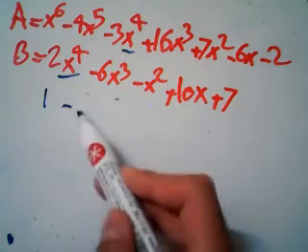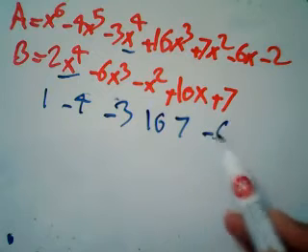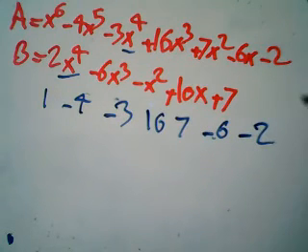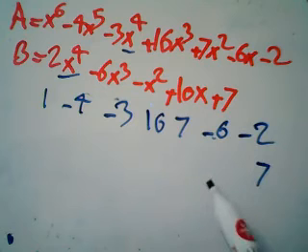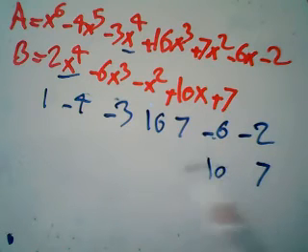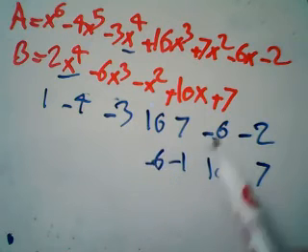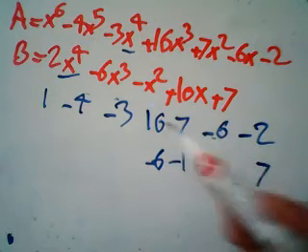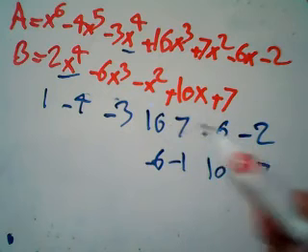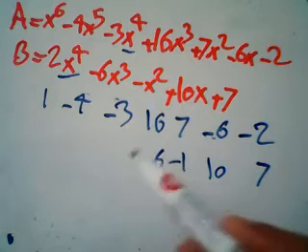1, minus 4, minus 3, 16, 7, minus 6, and minus 2. And we write down the coefficients of another starting from here: 7, 10, minus 1, minus 6, and it should be below the corresponding number in the upper line. Minus 6 and 2.